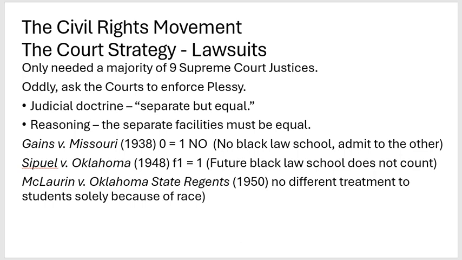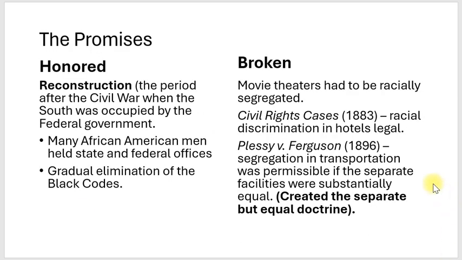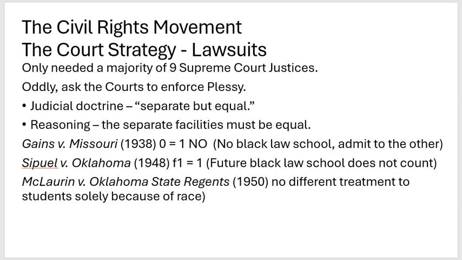Now, you think, what the heck are they doing? Enforce a racist court decision? Well, remember what it said. Plessy versus Ferguson said that the facilities had to be equal, substantially equal. So it creates this separate but equal doctrine. So the black civil rights movement is thinking, okay, there's our opportunity. If we can show that certain facilities or certain practices are not equal, we can get the court to change them.